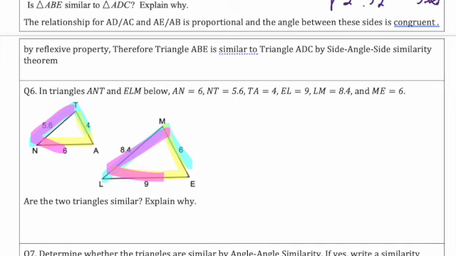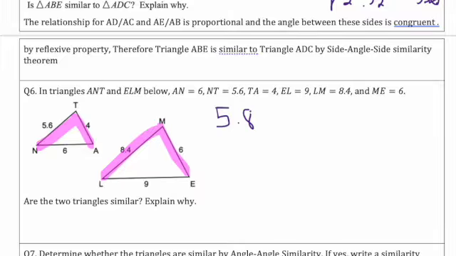So let's start with, right, this side over this side, just to start. And we have 5.8, let's say, over 4. Is that equal to 8.4 over 6? So we have 5.8 times 6, because we cross multiply, which is 34.8.